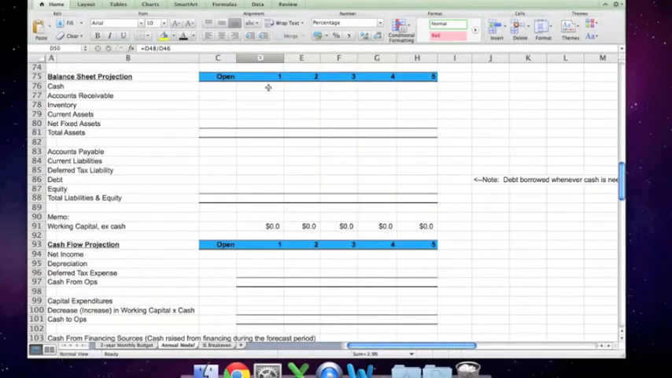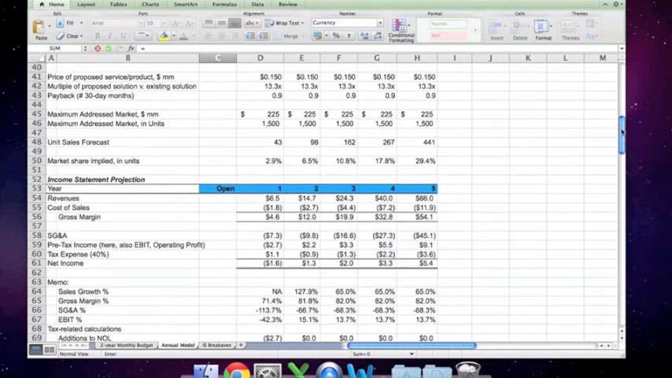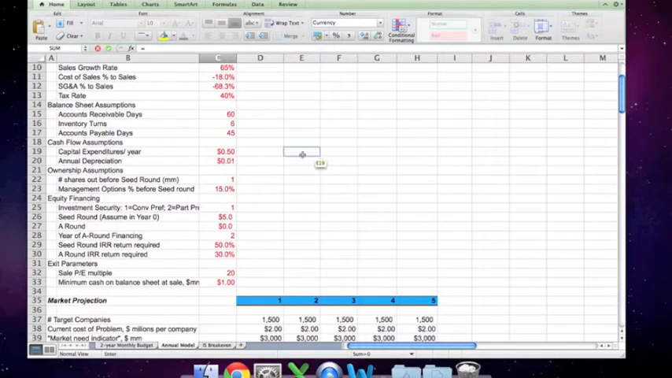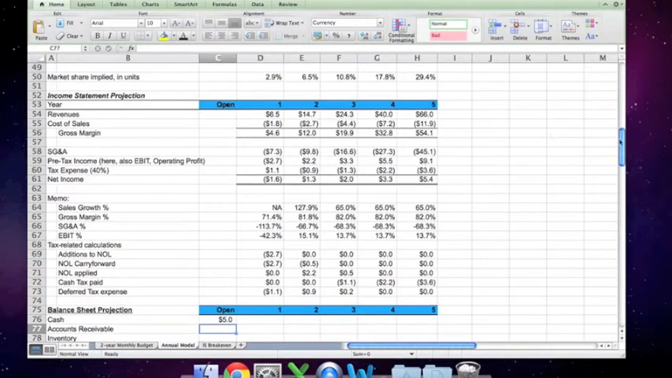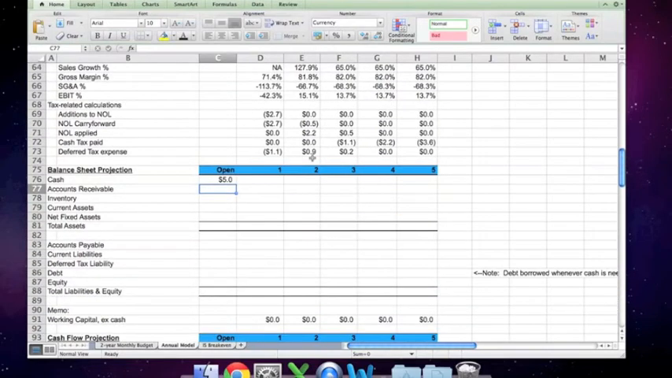Let's figure out what our balance sheet looks like. Now, the opening cash on the balance sheet is going to be equal to the amount of cash that Fred's trying to raise for his company. And he's assuming at the moment that he's going to be able to raise a seed round of $5 million. So that, if he's successful in raising his money, is what his opening balance is going to be for cash.